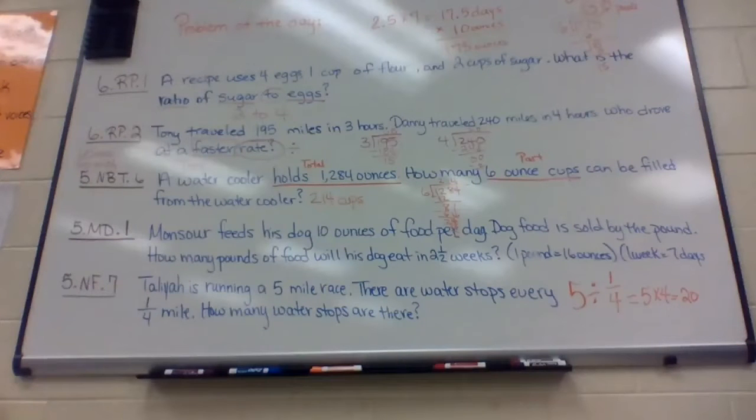So the first answer is comparison. A ratio is a comparison of blank or more numbers. What should go in that second blank? 2. A ratio is a comparison of 2, it doesn't matter, 2 or more numbers. A ratio is a comparison of 2 or more numbers.